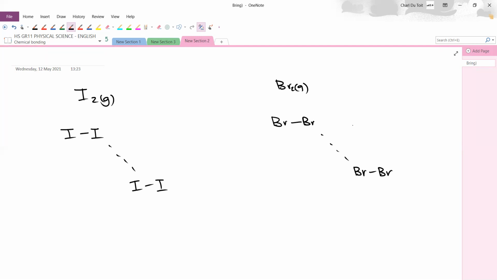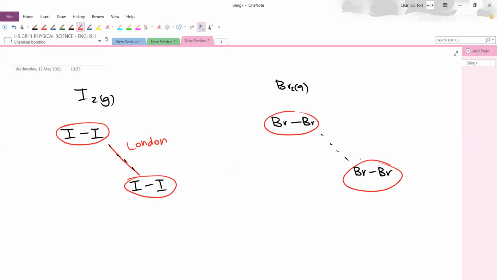Let's try and get the intermolecular forces first. Okay. Quick, what are these forces between these iodine molecules? Is this polar or non-polar? Non-polar. So what are the bonds between two non-polar molecules? The London forces. Yeah. And this bromine, is this bromine molecule? Yes, London forces, sir. Okay, cool.